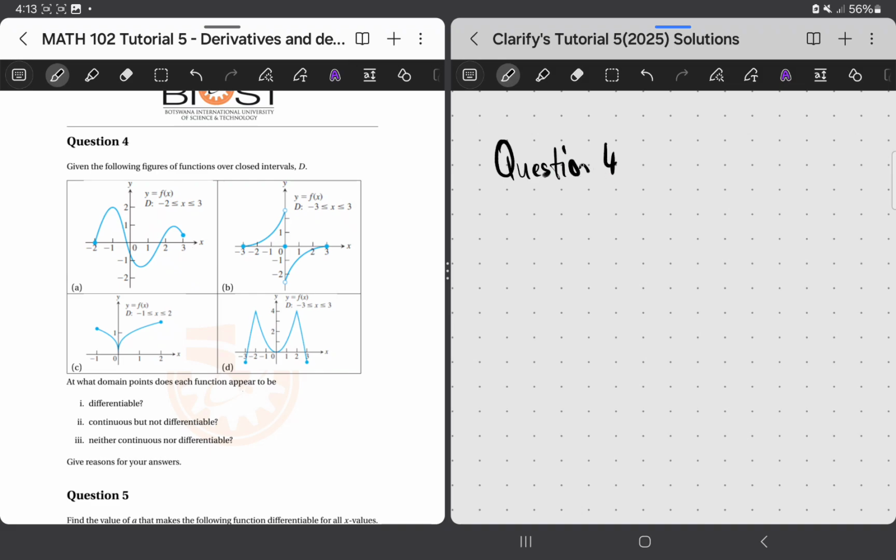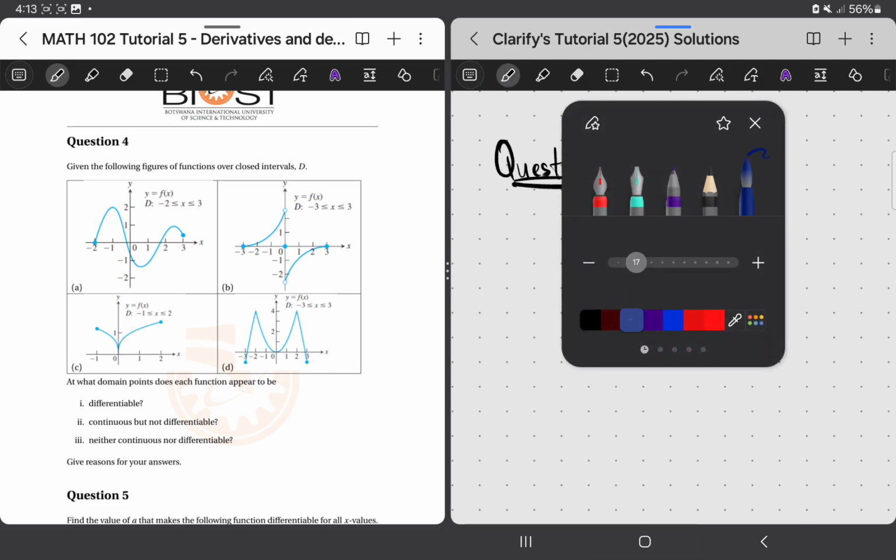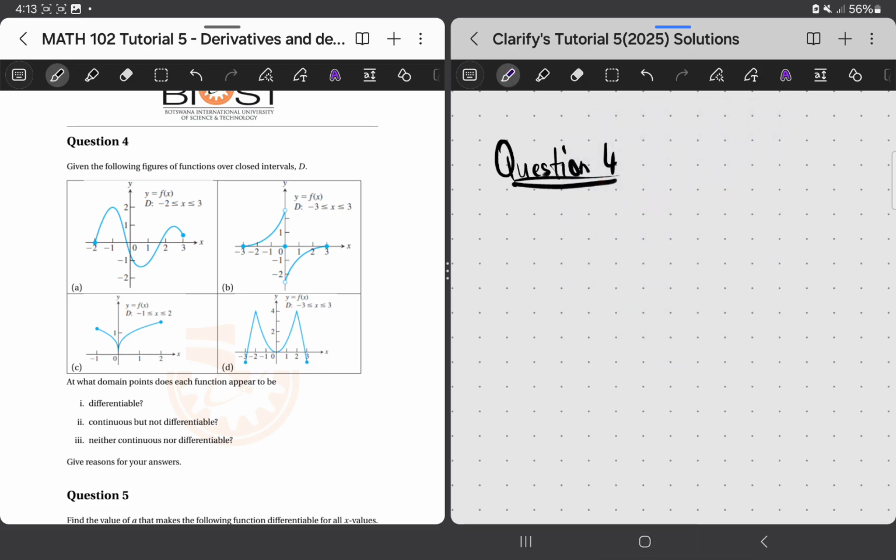Okay, question 4. Now I'm going to work with part A. So it's going to be AI, then AII, whatever. At what domain point does this A appear to be differentiable? When does it appear to be differentiable? Look at this. It's going to be differentiable in every point. Remember, we want the domain points. So from -2 to 3, the whole thing is going to be differentiable.